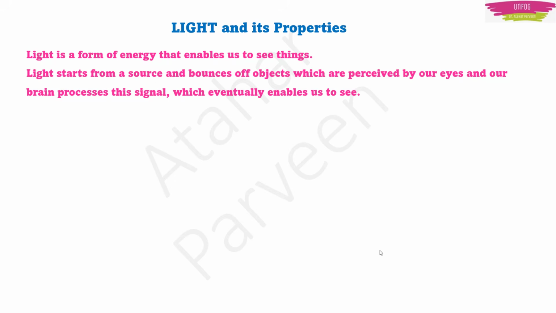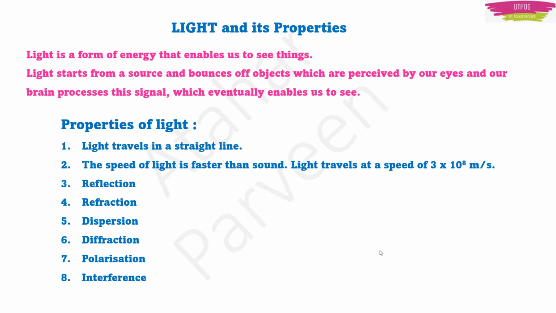Light is a form of energy that enables us to see things. And how are we able to see things? When light starts from a source and bounces off objects, our eyes perceive the light and our brain processes the signal and eventually it allows our eyes to see the things. And light has a few properties, right? They are the well-known properties.